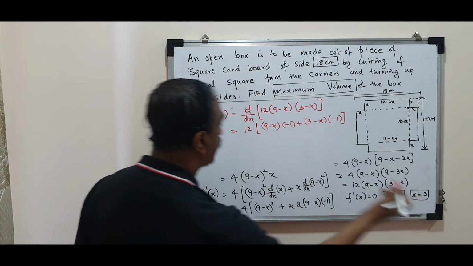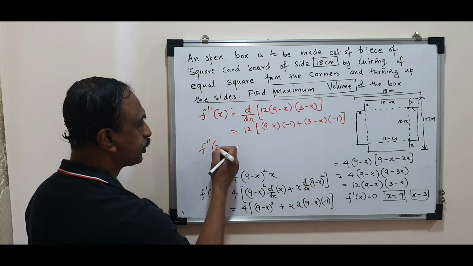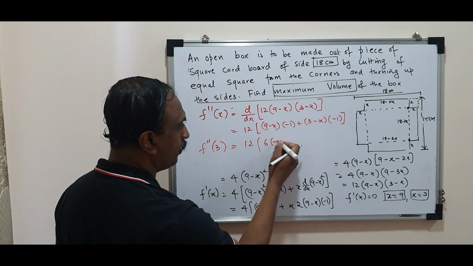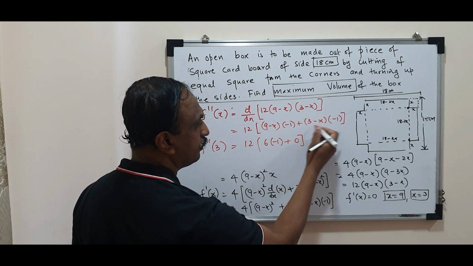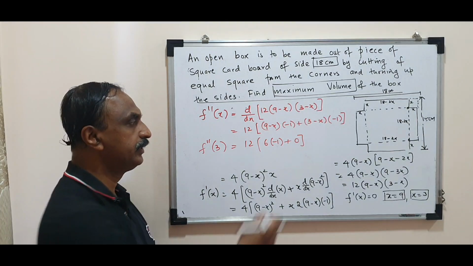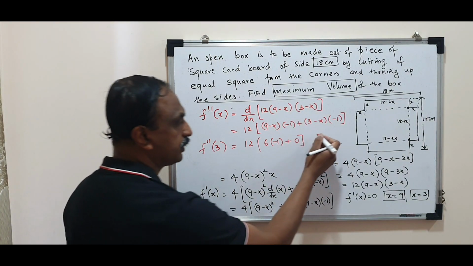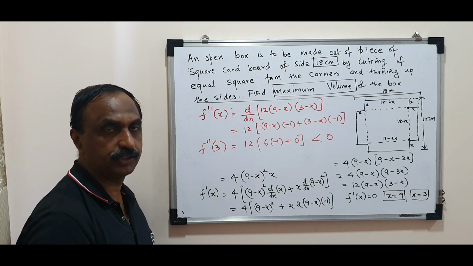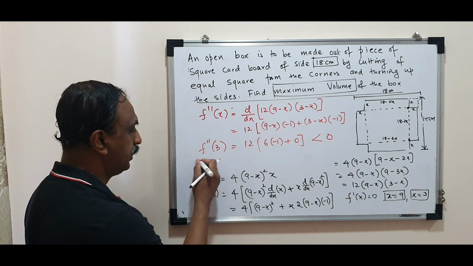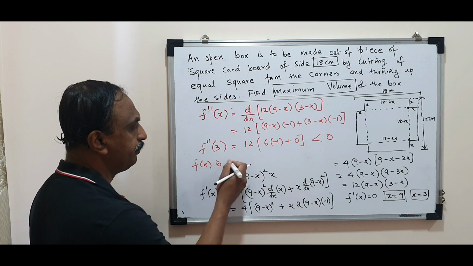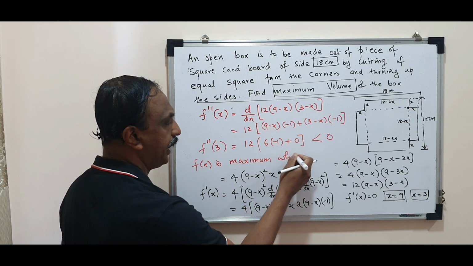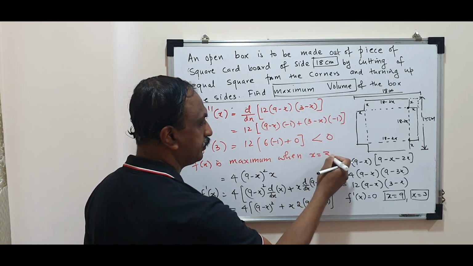Anyhow, I am putting x as 3 now. f double dash of 3 is 12 into (9 minus 3), 6, into minus 1, and this part becomes 0. So when you apply the product rule, you will always find one part to be 0. That will be faster. So it became negative. So the second derivative is negative. So what's your conclusion? f of x is maximum when x is equal to 3.